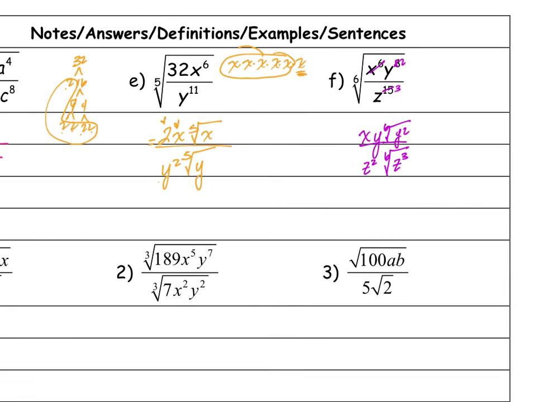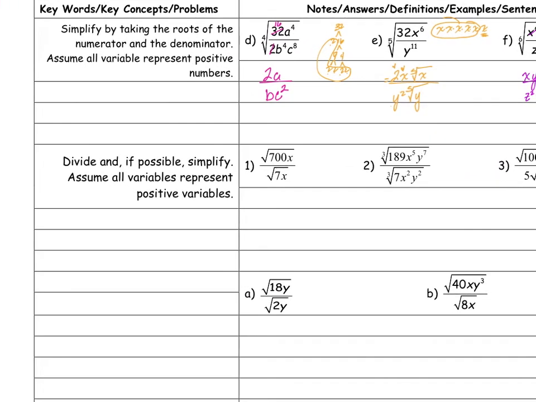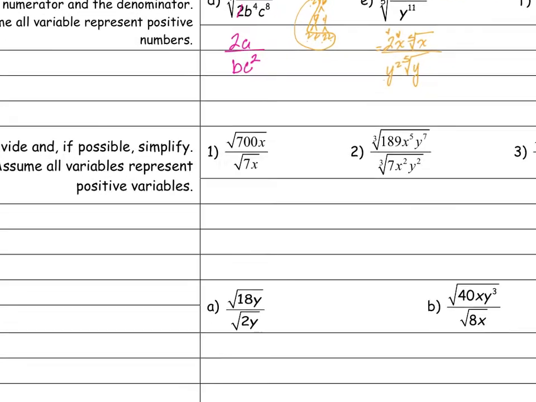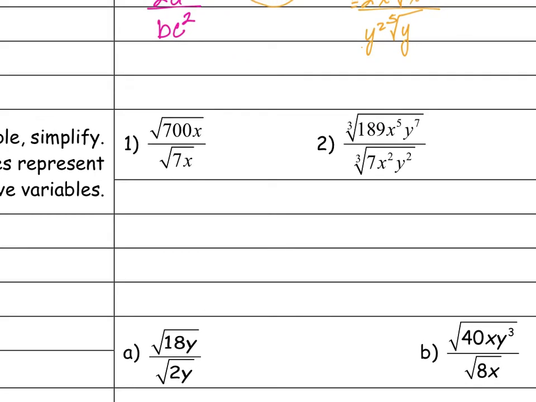So if we go to the next, what's the next direction say? Divide, and if possible, simplify, assume all. Okay, so we're going to divide these. So on this one, instead of separating them out, I'm going to put them back together, and then I'm going to divide, and then I'll simplify, because then I think that's a little easier. Oh, so if I rewrite this as the square root of 700x over 7x, now I can simplify what's on the inside. So the x's go away, and then I get 700 divided by 7, the square root of 100, so that's going to equal 10.